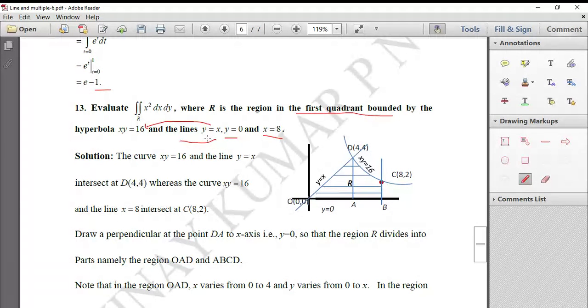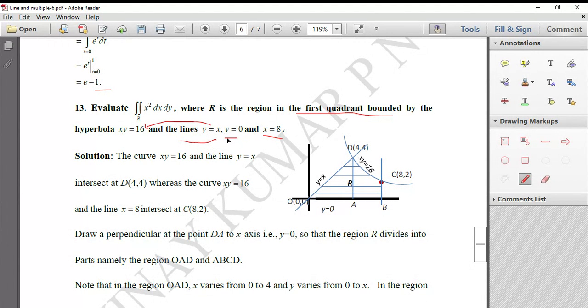Okay, fine. Then where these two will intersect, again, y is equal to 0 means x equal to 0. So when x equal to 0, y equal to 0, these two will intersect. Right? Then where these two will intersect, y is equal to x and x equal to 8. Put x equal to 8. So y is also equal to 8. At x equal to 8 and y equal to 8, that is at 8, 8, these two will intersect. Are you getting? Yes. So let us draw these graphs.